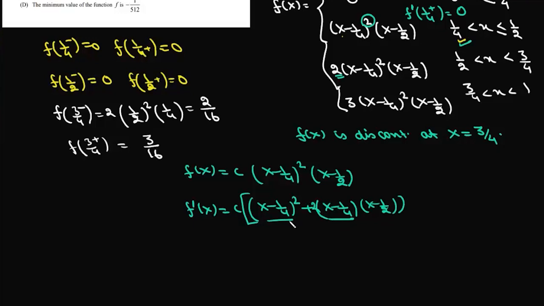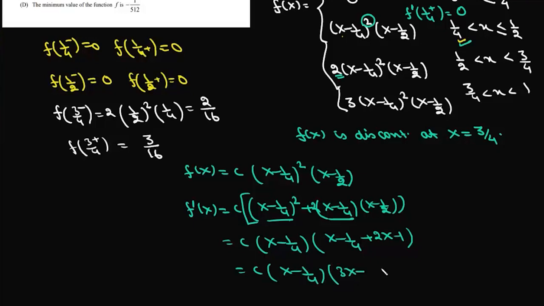Now we can take (x − 1/4) common, so there will be c, and this is (x − 1/4), and here we'll have (x − 1/4) + 2x − 1, so there will be (x − 1/4) and this is (3x − 5/4). If we put the value 1/2, at 1/2 this is non-zero, so we'll get this value as some k.